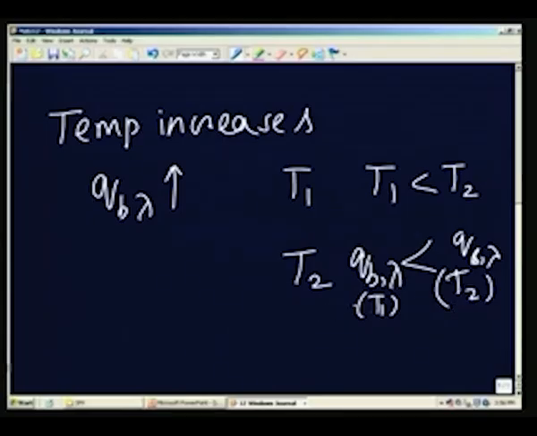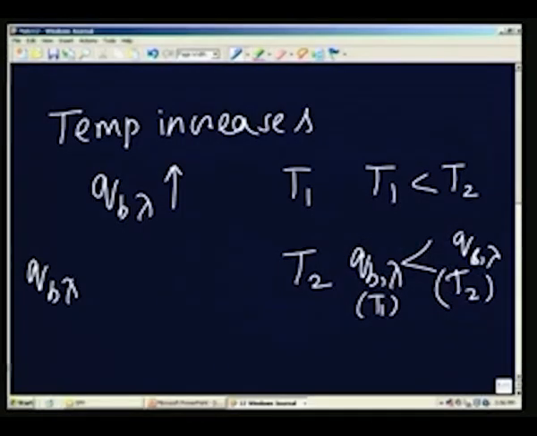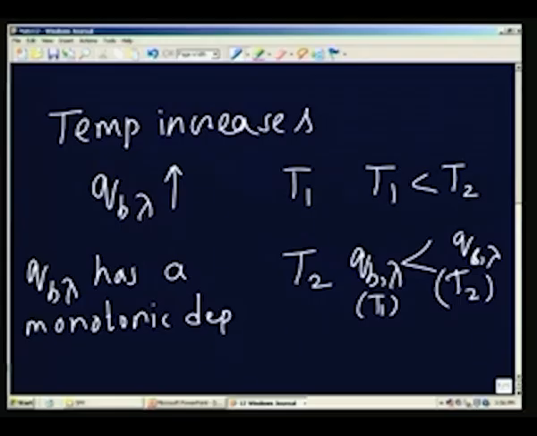So, if the temperature is higher, immediately that will radiate more at any wavelength. If you fix the wavelength, it is a monotonic increase with respect to temperature. It is very important to remember. So, QB lambda has a monotonic dependence with T. Monotonic means one sided or one way dependence. If the temperature increases, QB lambda also will increase.